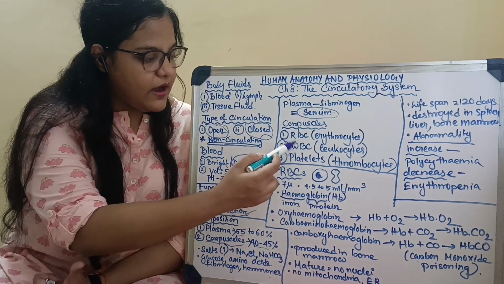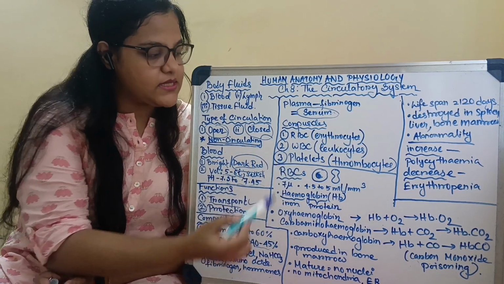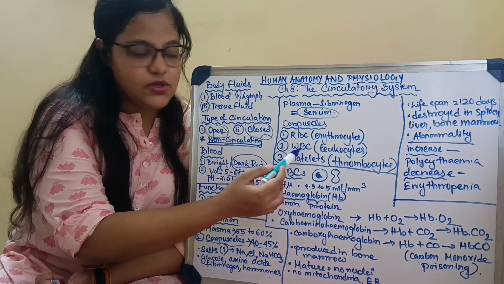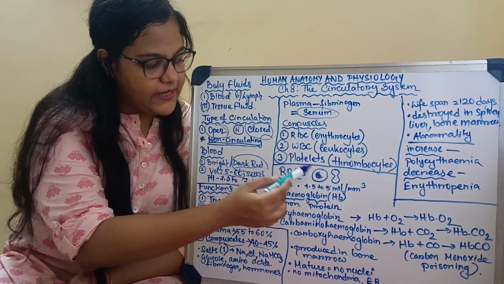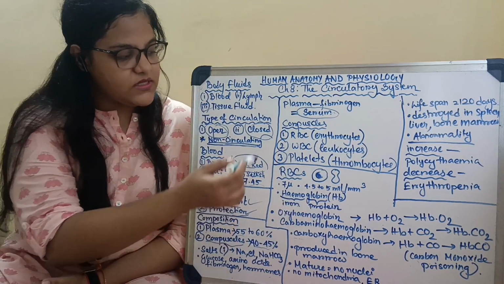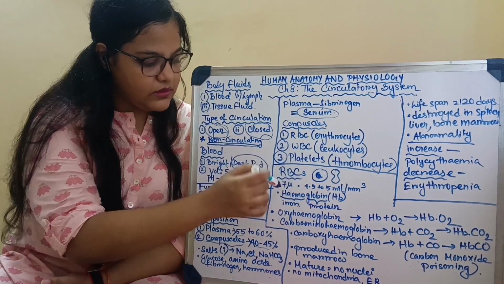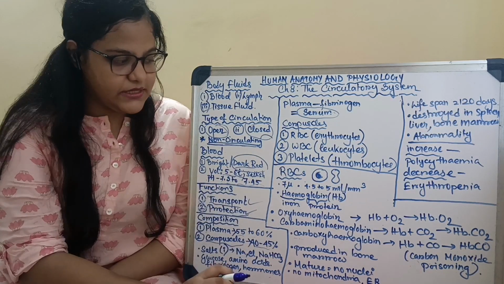Those are of three types: the RBC, which is the red blood cell, also known as the erythrocytes. Next comes the WBCs or white blood cells, also known as leukocytes, and the platelets, also known as the thrombocytes, right? Let us first deal with the RBC, which is the red blood cell or erythrocytes, right?